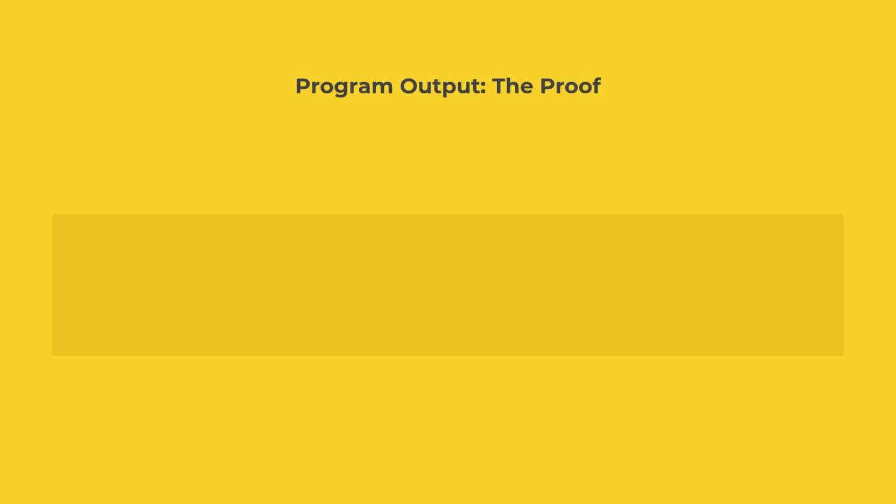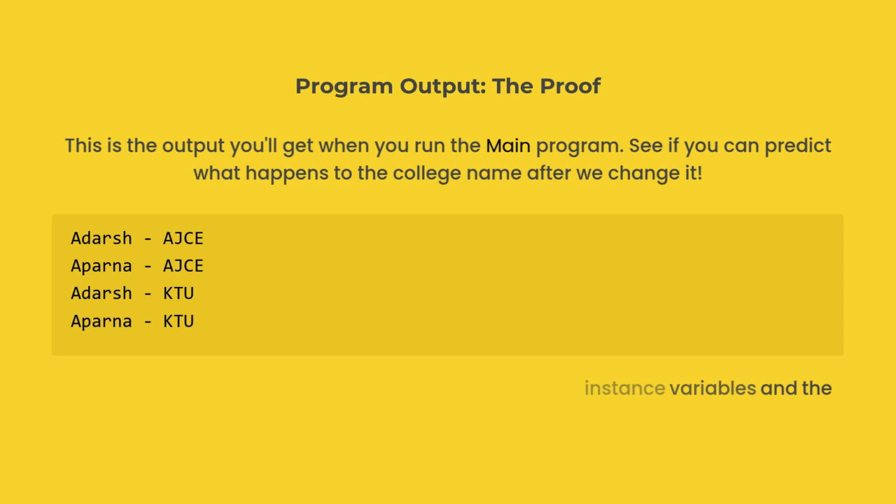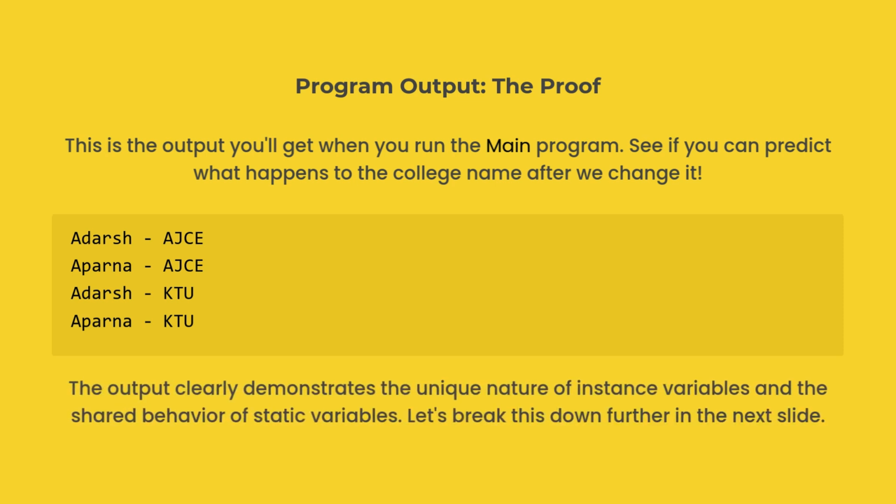Program output. The proof. This is the output you'll get when you run the main program. See if you can predict what happens to the college name after we change it. The output clearly demonstrates the unique nature of instance variables and the shared behavior of static variables. Let's break this down further in the next slide.